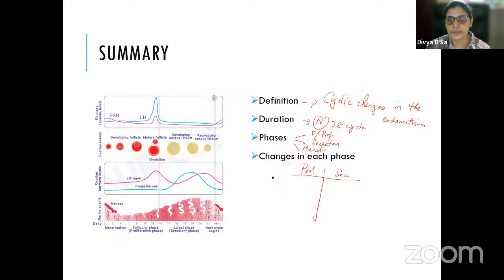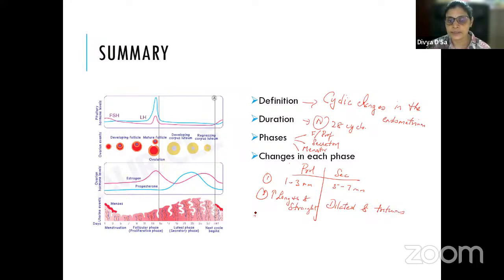So what are the changes here? One is that the endometrium increases in thickness. In the proliferative phase the thickness is about 1 to 3 millimeters; in the secretory phase it increases to about 5 to 7 millimeters. Then the uterine glands increase in length and they are straight, whereas in the secretory phase they are dilated and tortuous.